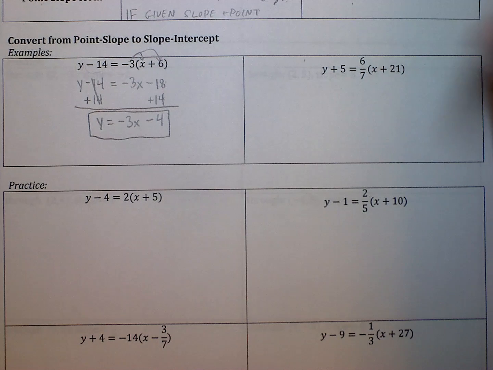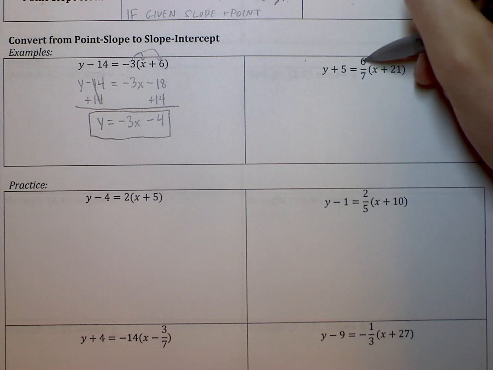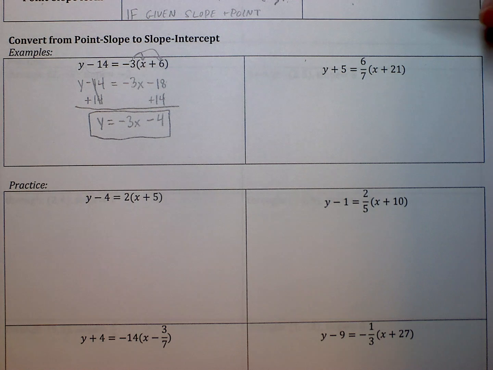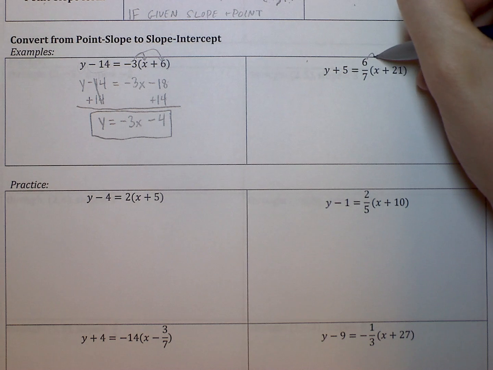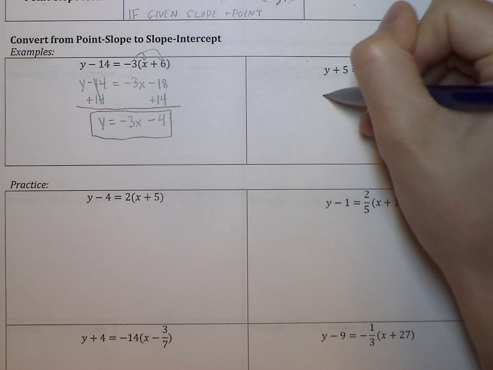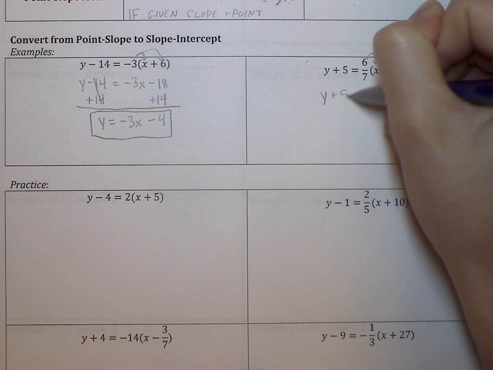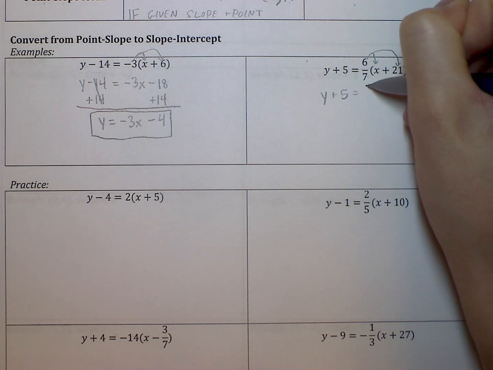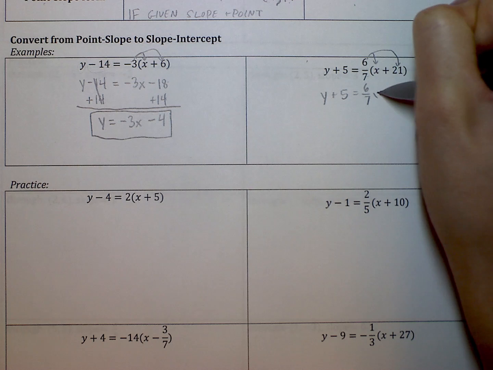Let's try another one. Here, I have a fraction for a slope, which is very common, right? We know that slopes are often fractions, and so we just need to learn to work with them. You're going to see it's not really that big of a jump. So I'm going to distribute. I'm going to bring down y plus 5. 6 sevenths times x is just 6 sevenths x. There's no math to do here.